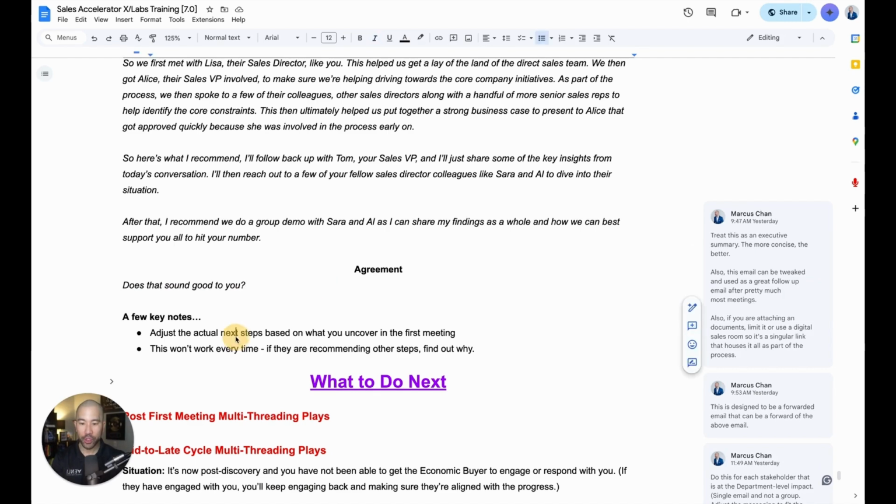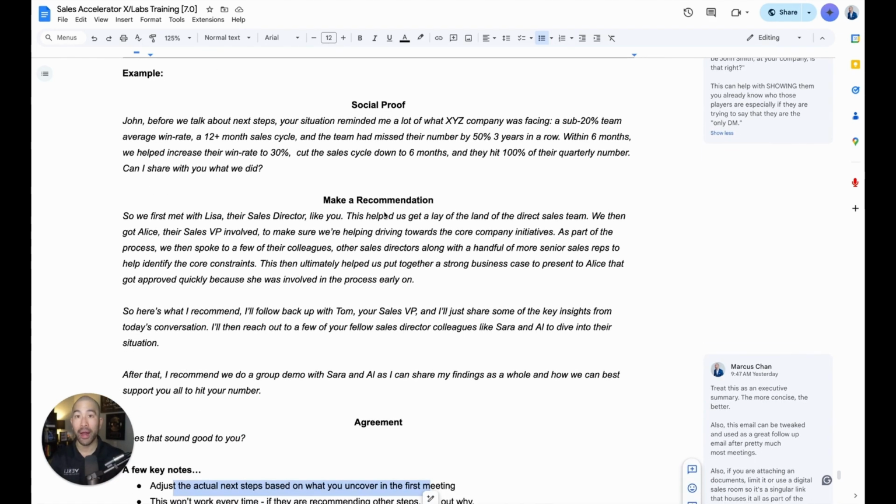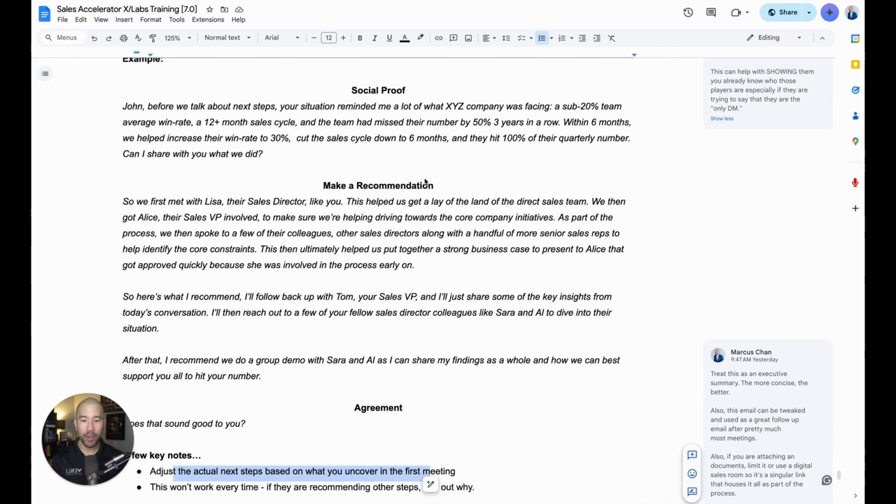And a few key notes. Obviously, you want to adjust the actual next steps based on what you covered in the first meeting. I gave you an example right here, but depending on how it goes, you may have different steps, because sometimes they want to see a demo first before they open the doors up. It varies. So make sure you aren't just following verbatim. You're following the steps of social proof, recommendation, agreement as the core steps.